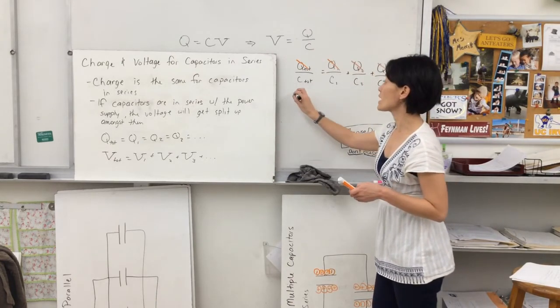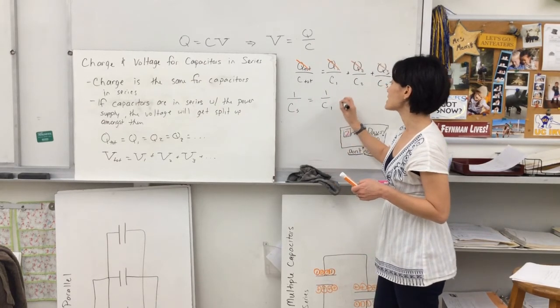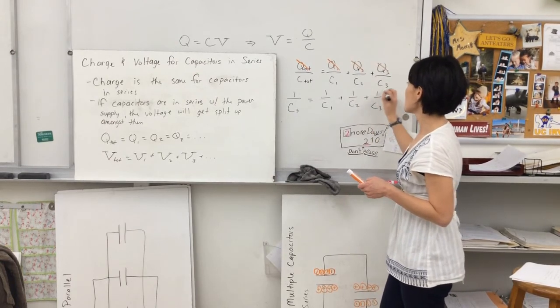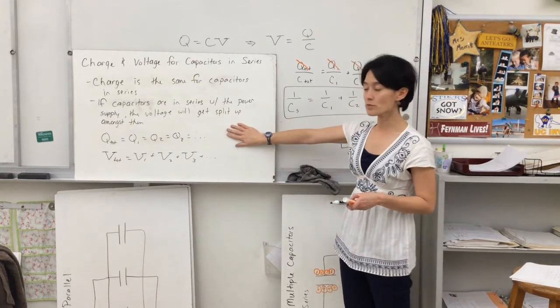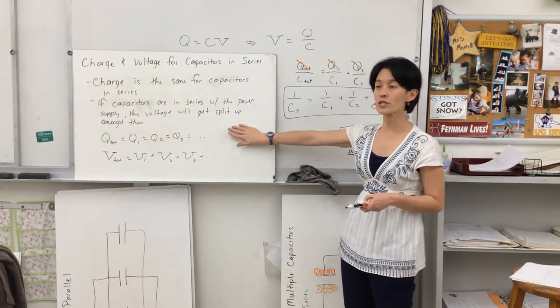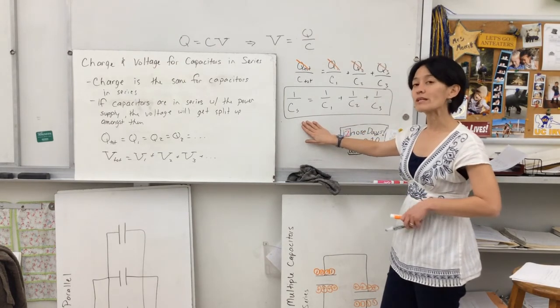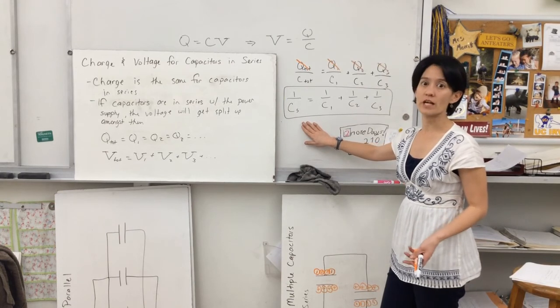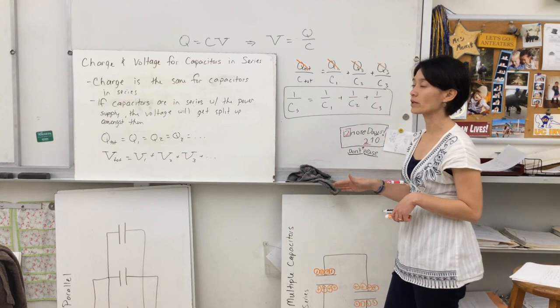So my relationship ends up becoming that capacitors in series add up as inverses. That is opposite to what we saw with resistors. So the relationships are the same in terms of charge and voltage, but how the total capacitance adds up is opposite. So we would expect that for capacitors in parallel, they should just add up. And now we're going to shift and look at how capacitors in parallel are related to each other.